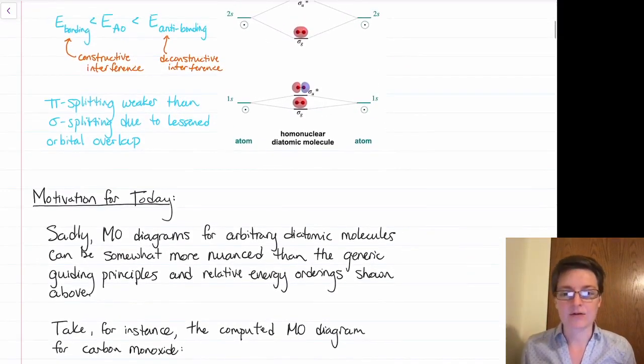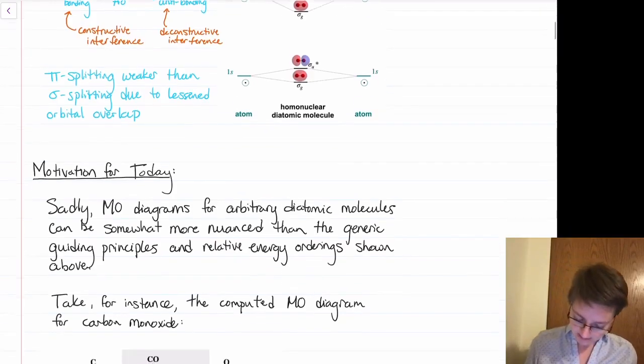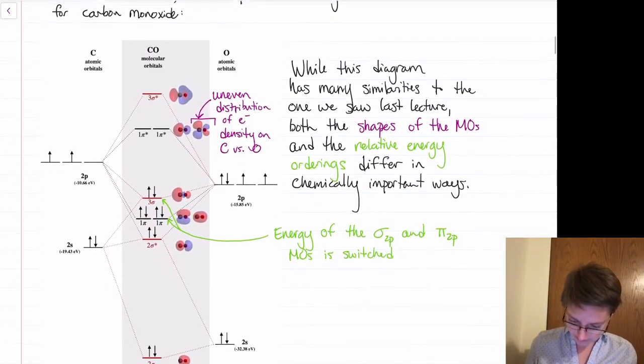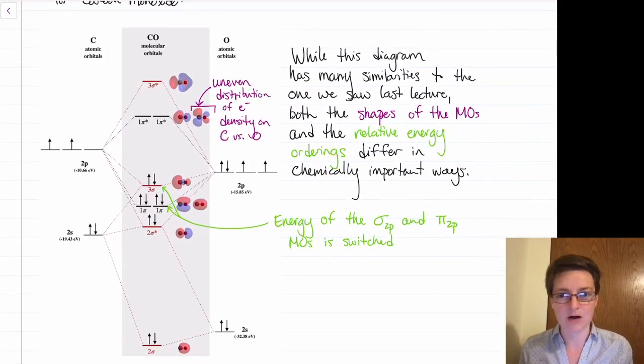What we want to talk about for today, and what's going to motivate today's lecture, is that there are molecules that have different atoms, such as carbon monoxide, and we want to be able to draw these MO diagrams in addition to being able to draw MO diagrams for molecules like O2. Sadly, there can be some nuance when drawing these MO diagrams, and if you look at the final answer for what an MO diagram looks like for a molecule like carbon monoxide, you'll notice that compared to our MO diagram for O2, there's some nuance and some complication here.